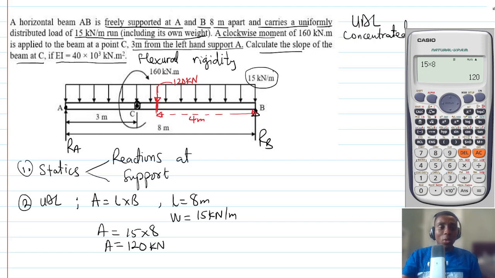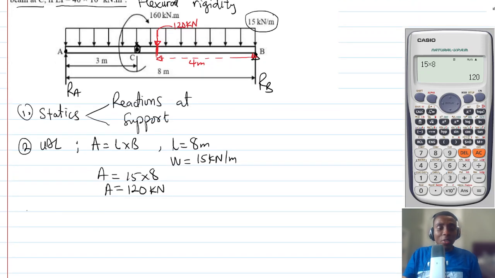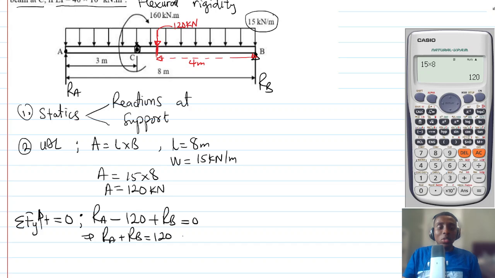Now let's go back to statics and find the support reactions. We assume that this body is in equilibrium, and for a rigid body to be in equilibrium, number one, the summation of forces in the positive y direction should be 0. So RA minus 120, because it's coming down, plus RB should be 0. In other words, RA plus RB is equal to 120. Let's call this equation 1.